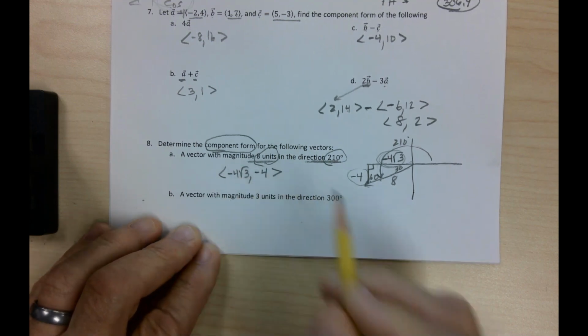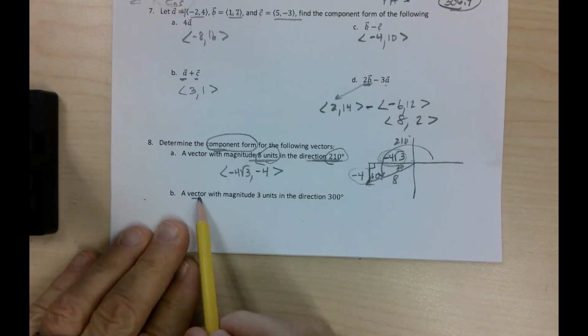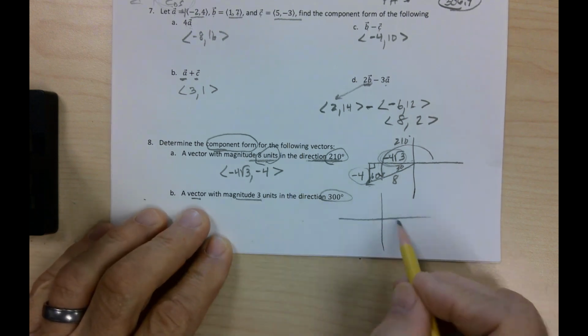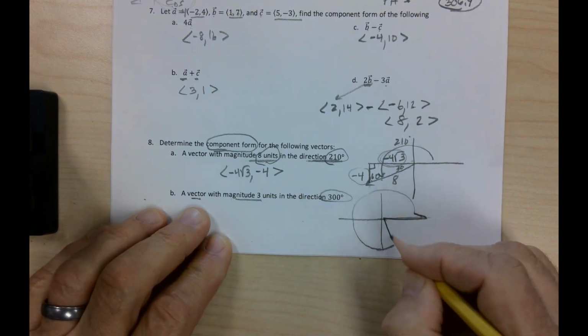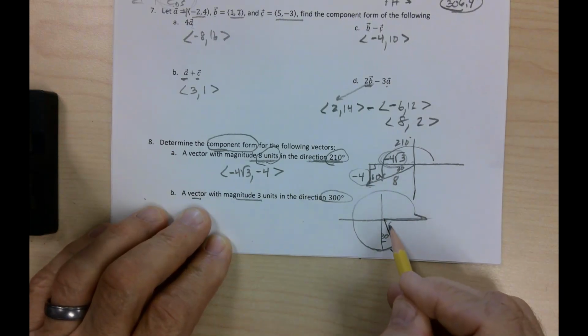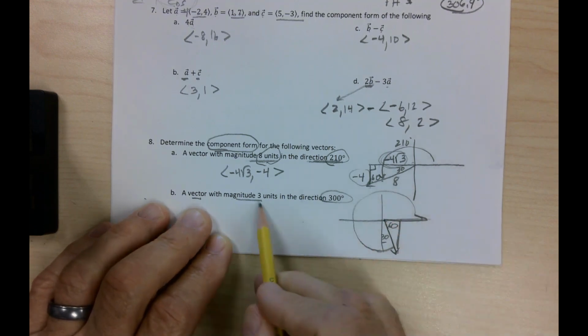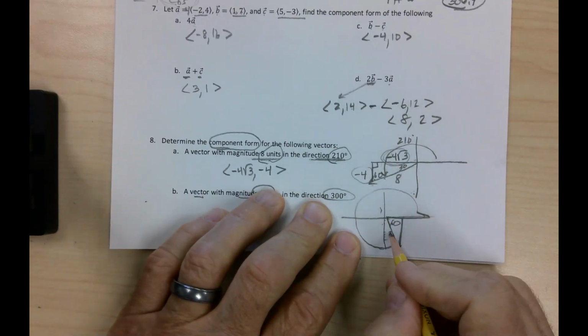I've been warning you guys, 30-60-90s are going nowhere. Now find a vector with magnitude 3, direction 300. Spin our spinner 300. There's 270 plus 30. If you need to look at that, it's helpful because that tells us this is 60. Here comes our triangle right here. But our magnitude 3 is right here.